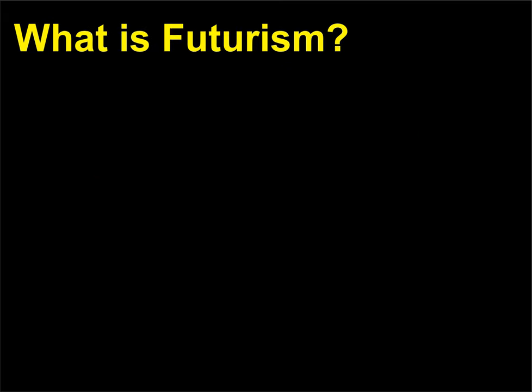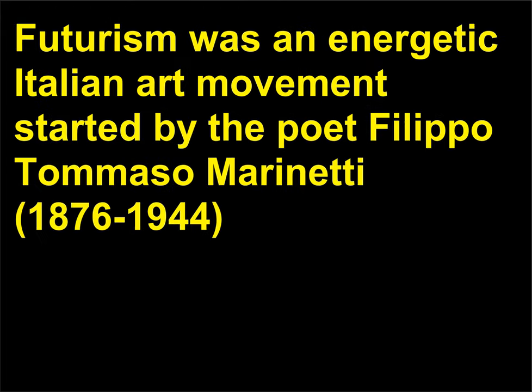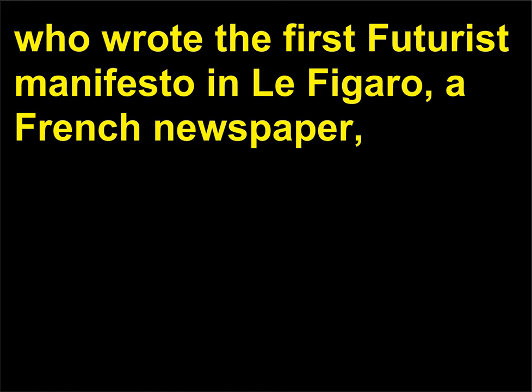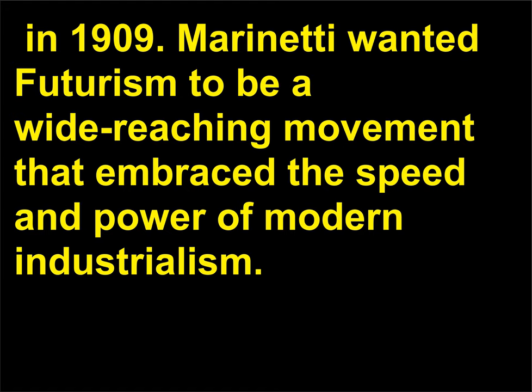What is futurism? Futurism was an energetic Italian art movement started by the poet Filippo Tommaso Marinetti, 1876-1944, who wrote the first futurist manifesto in Le Figaro, a French newspaper, in 1909. Marinetti wanted futurism to be a wide-reaching movement that embraced the speed and power of modern industrialism. The goal was to reject the past and to modernize contemporary culture violently if necessary.